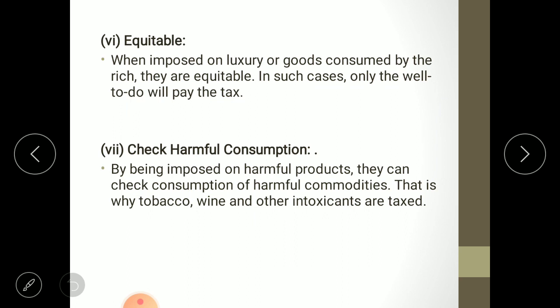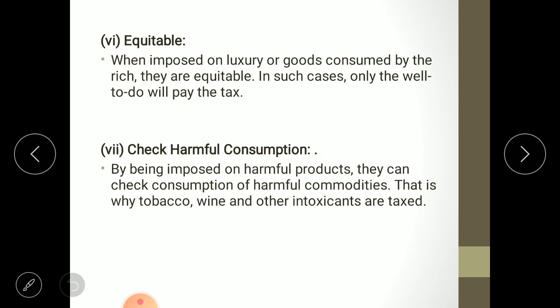Then the next advantage is equitable. We have seen canons of taxation, and one of the canons was the canon of equity. According to the canon of equity, the rich should pay higher tax and the poor should pay lower tax. That principle is very well implemented in indirect taxes. What happens in indirect taxes? In luxurious goods, the rate of indirect tax is higher, and in necessity goods, the rate of indirect taxes is lower.